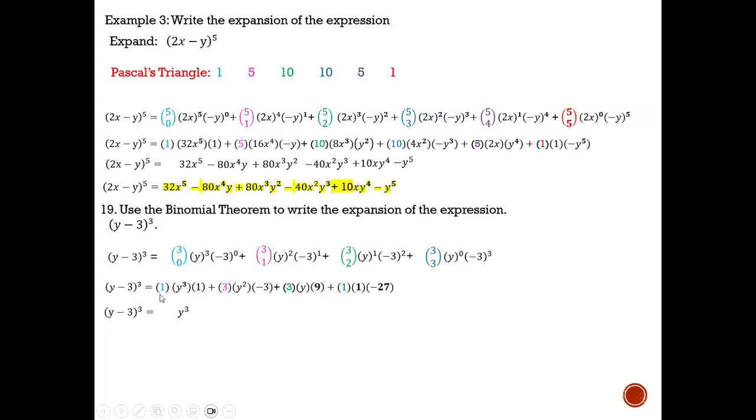Simplifying each term, this is y to the third. 3 and negative 3 is negative 9y squared. 3 and 9 is 27 with y. And then multiplying all of these, 1 times negative 27 is negative 27. So that is our final answer for the expansion. Okay.